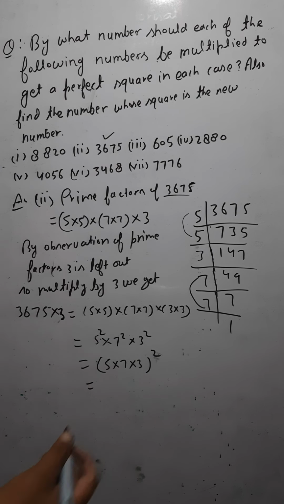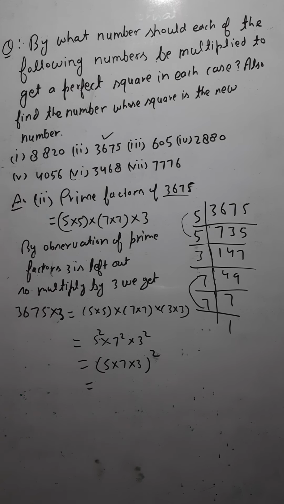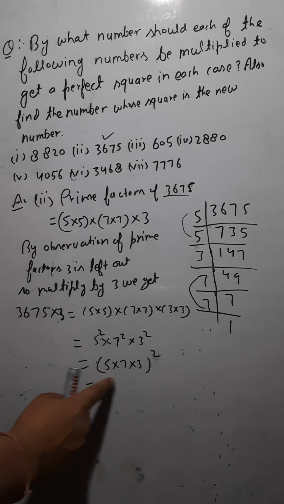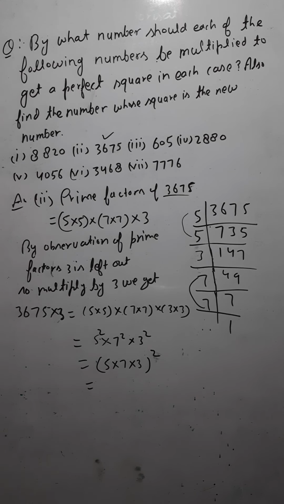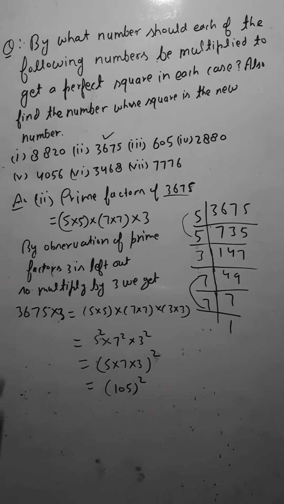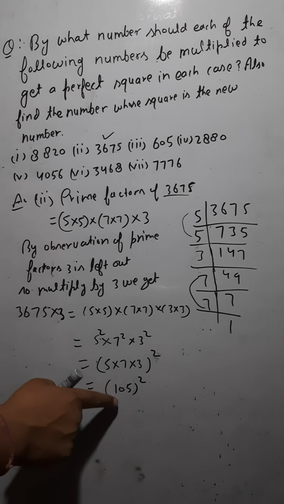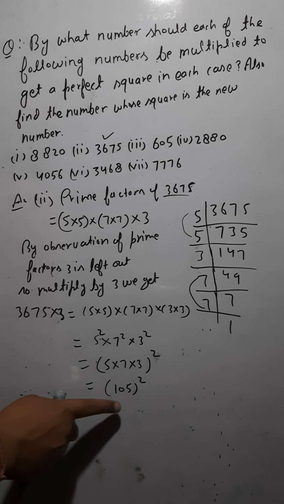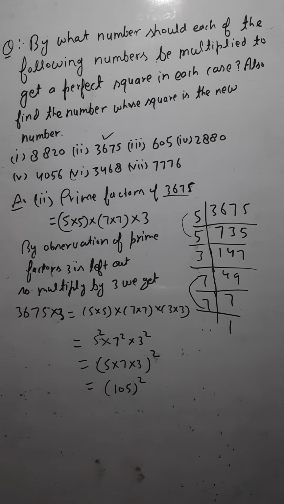Now if I multiply it, 5 7s are 35, and 35 times 3 is how much? 105. So whatever the product that you are getting, that would be the square of 105. That you have to find out.